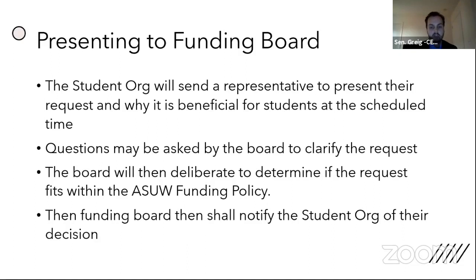Then we ask you to step out of the room, and we debate real fast to see if it in fact matches our ASUW funding policy, which I'll bring up in a second. We're basically making sure that it is within those guidelines. Then we'll bring you back in to notify you of our decision. If it's over $3,500 and part of an event, you will also have to go to full Senate meeting on Tuesdays at 7 to get it fully approved, but we'll let you know that in the meeting.